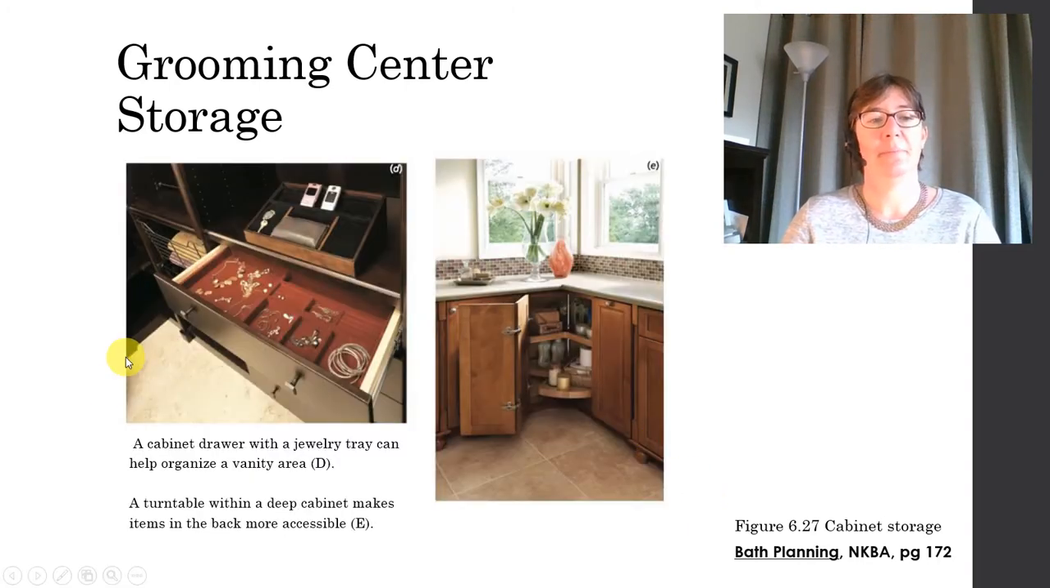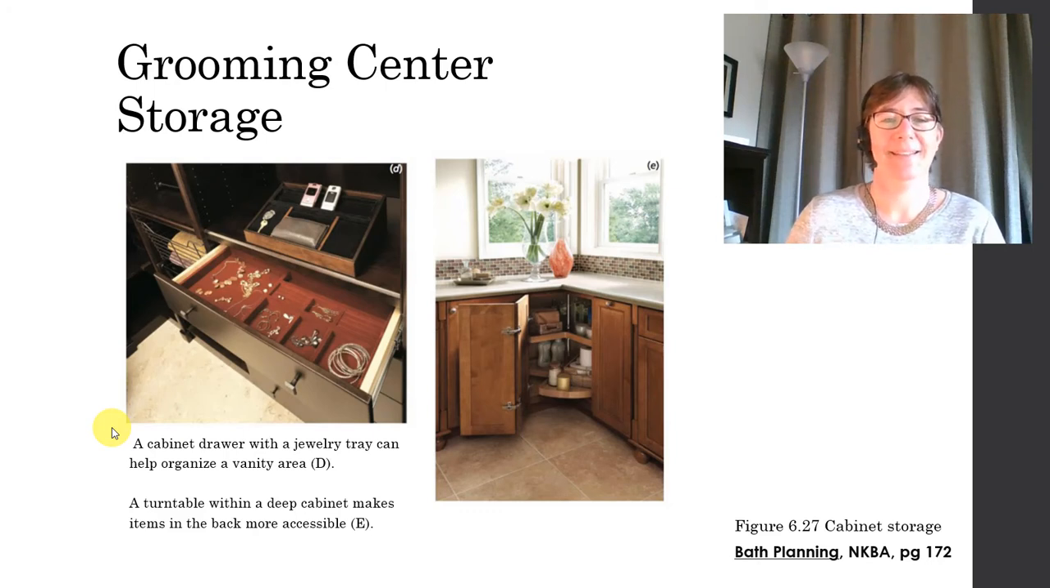In this next example, we've got letter D here. A cabinet drawer with a jewelry tray can organize a vanity area. That sounds nice. I'd like one of those. And this next one, I thought this was a kitchen until I realized that we're still in the bathroom section. But they've got a turntable. So they've got a Lazy Susan type turntable with a deep cabinet in the corner to make some items in the back more accessible. You can use these in the bathroom also.